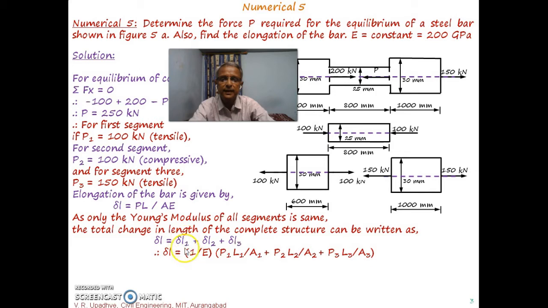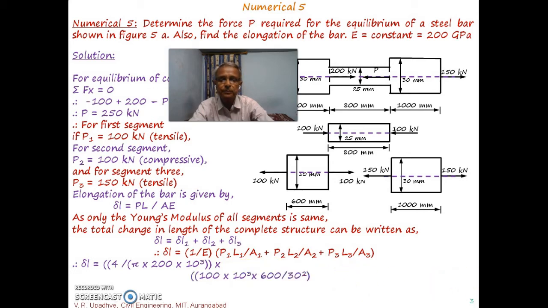So instead of delta L1, what can be written? P1 L1 divided by A1 E1. That E is constant, so it is taken out. So 1 divided by E becomes 1 divided by 200 into 10 to the power 3. 200 gigapascal is the given value of Young's modulus, so that is as it is. For all areas, the section is a circle, so area of cross section will be pi by 4 d square. So pi by 4 is taken out, giving 4 divided by pi, and only diameter square is written inside.